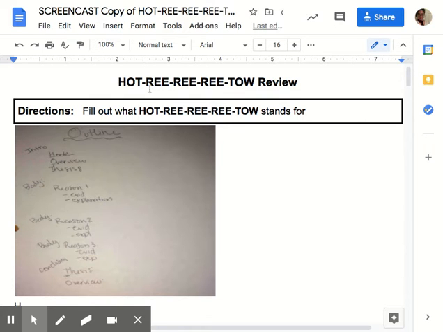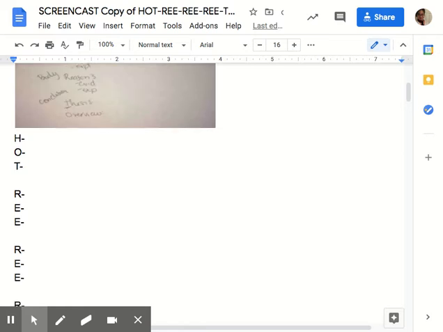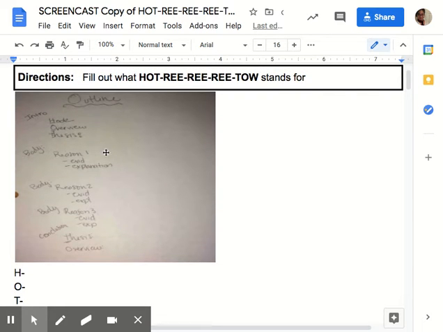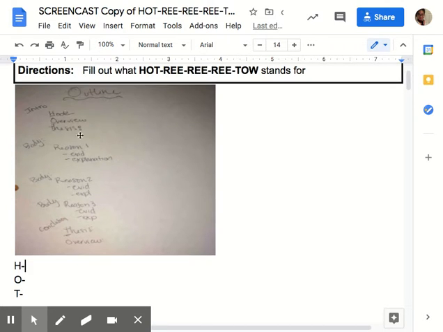Now, on page 1 of HOT-REEEE-REEEE-TOW review, fill in what each letter of HOT-REEEE-REEEE-TOW stands for. So I gave this to you already here, and I want you to write it here. For instance, the H, according to this, stands for hook. So I would type in hook there. And O stands for overview. So I would type overview here.